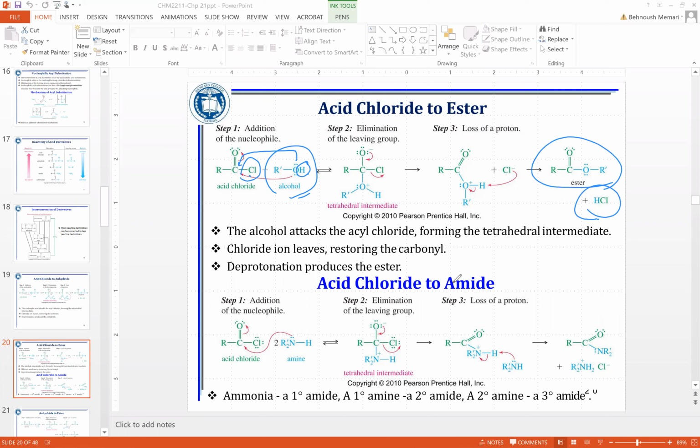Acid chloride to amide. The amide is going to be the same. Any acid derivative plus ammonia would give you a primary amide. Any acid derivative, like this, with a secondary amine.